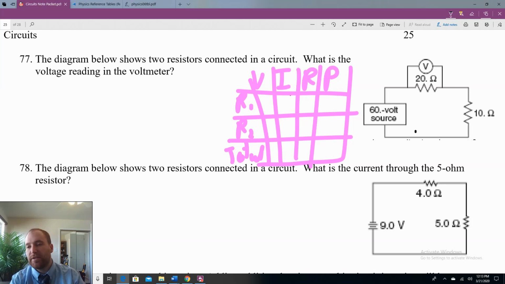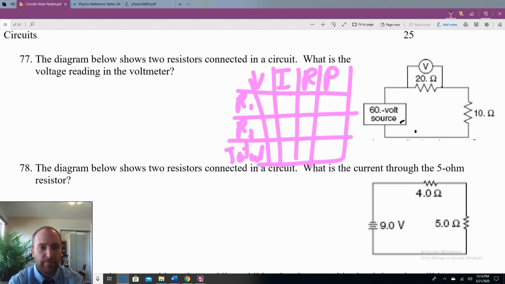And the easy mistake to make here is to use the 60 volt source with the 20 ohm resistor, but that is wrong. They do not match up with one another, so do not do that. So if you tried this question on your own and you got an answer of 60, then you did it wrong. So let's go through our whole verb chart and we'll see what we can do here.